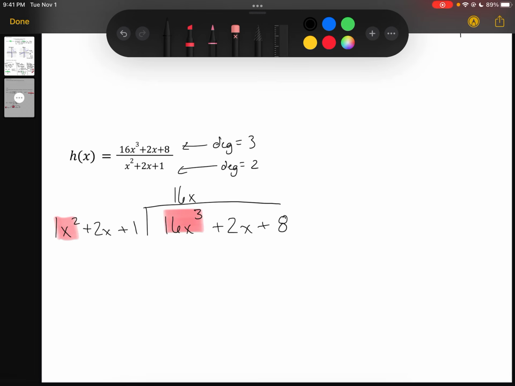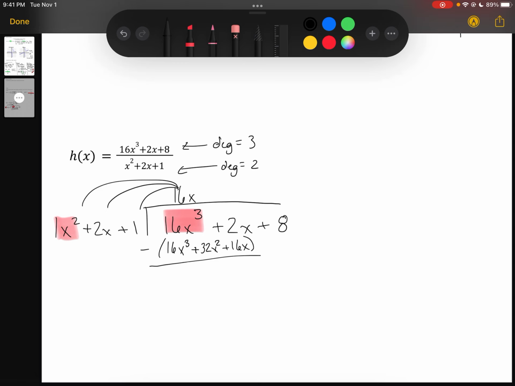By working through and doing that, we are going to be able to get ourselves a nice distributed term here. So 16x goes to all three of these things. And one thing that we want to make sure we're doing is lining up our like terms when we do this as well. So 16x to the third, and then we will get 32x squared, and then we'll end up with just 16x here.